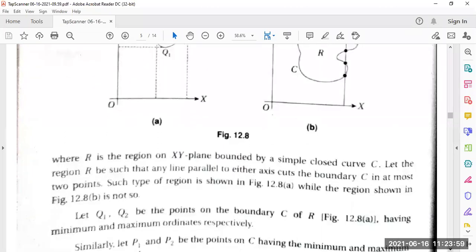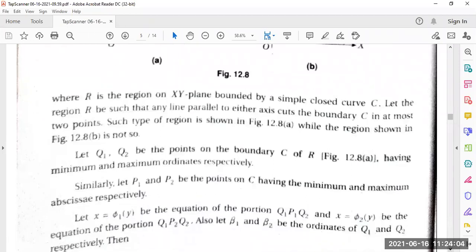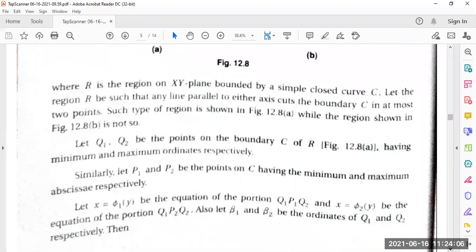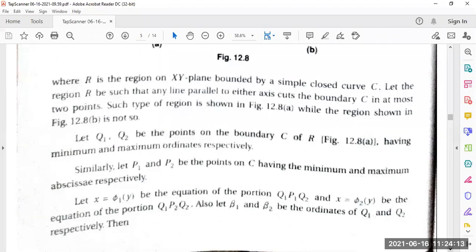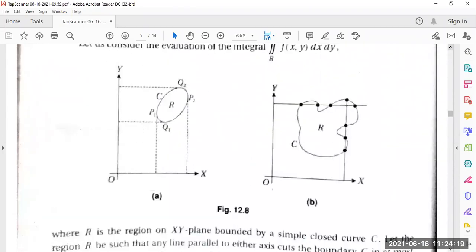Look here, where R is the region of the xy plane bounded by a simple closed curve C. Let the region R be such that a line parallel to either axis cuts the boundary C at most at two points. Such a type of region is shown in figure 12.8.8. This one. Here it is touched, Q2 is touched, P1 is touched, and here it is cut at 1, 2, 3, 4. These are the cutting points.